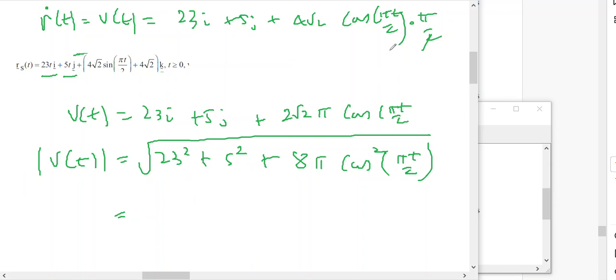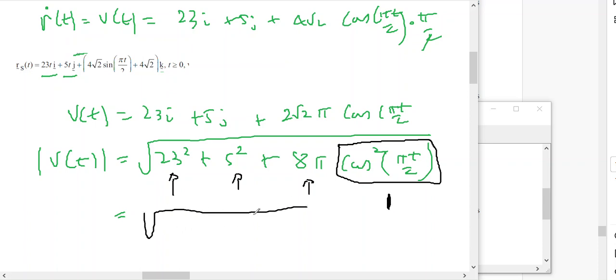Now, it could be maximised. However, I know that this will be a maximum when this is the biggest it can be, because that's constant, that's constant, that's constant. So the largest that a cosine can be is 1. So my answer should be the square root of 23 squared plus 5 squared plus 8 pi squared. The minimum will be when that is equal to 0.